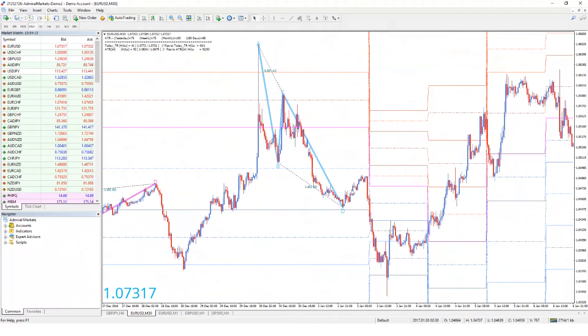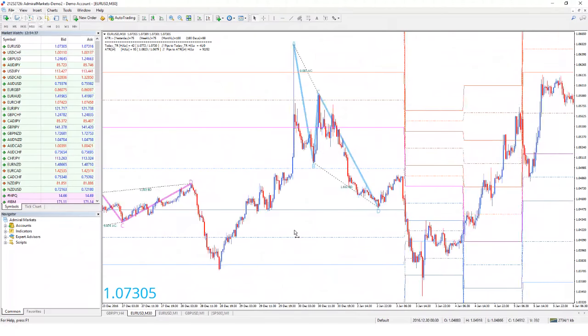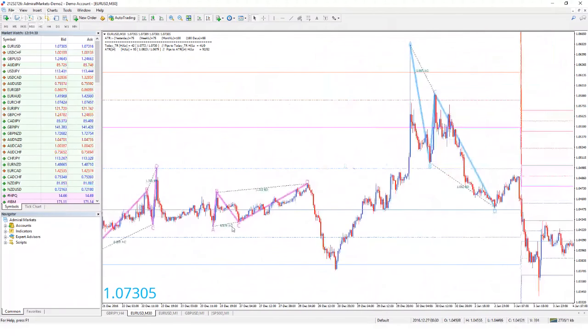The thing is that usually, if you want to find that AB equals CD, it's done by time, where time of AB equals time of CD. I personally don't watch it like that. I usually measure the distance in pips from AB to CD and see if AB equals CD. But my primary measurement is ratios between ABCD.